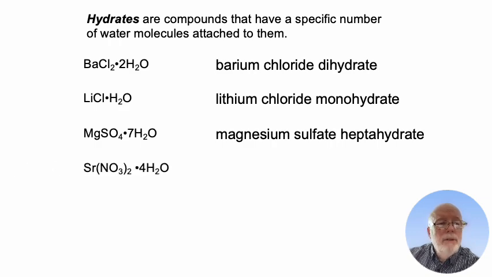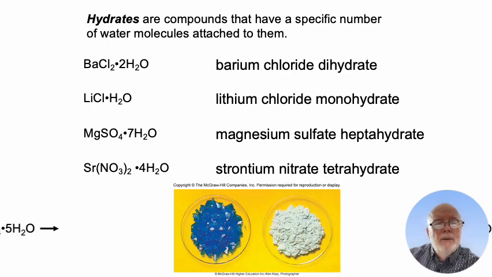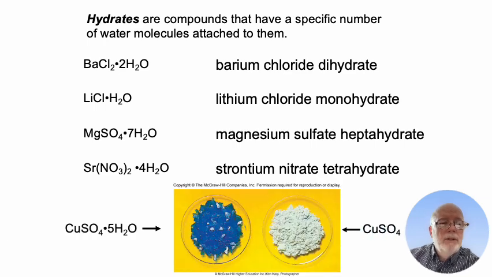We have strontium nitrate, and what is 4 now? We're going to use tetrahydrate. So pretty straightforward stuff. Now in the lab you're going to take copper sulfate pentahydrate, and you're going to drive off all the water and come up with just what we call anhydrous copper 2 sulfate. You're going to be checking out the mass differences and what we can get from that.